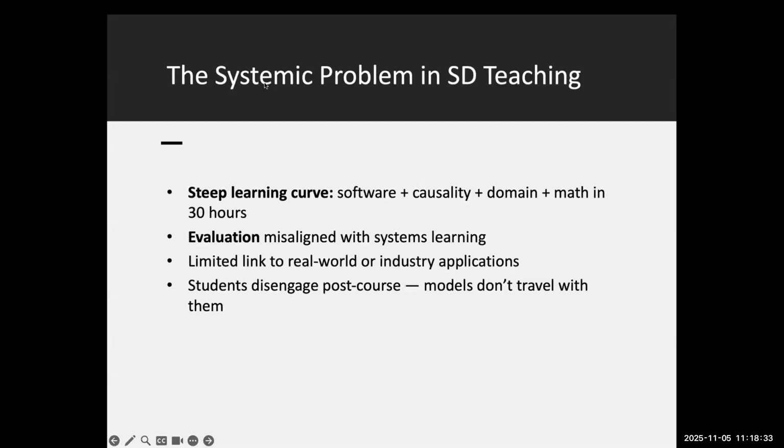Now we come to the problem in SD teaching. One is that there is a systemic problem of the steep learning curve. So what John was talking about, right? We had to collapse all of this in 30 hours. And my intent is that I want my students to go away, not as expert modelers, but as having appreciation for systems thinking, which means that they need to use this robustly. They need to apply it to the right problems, and they need to develop at least the foundations of systems thinking capabilities, which will take them very far in life.